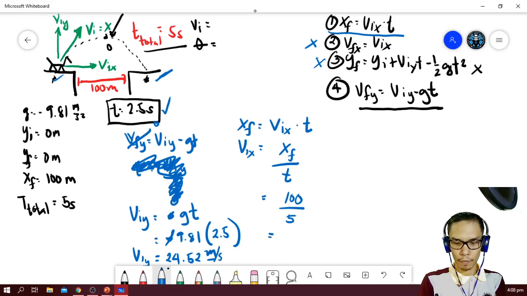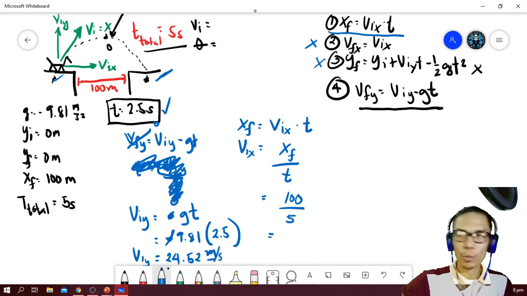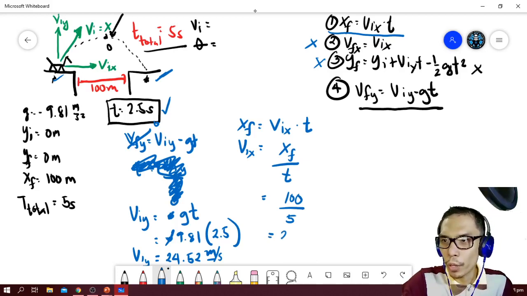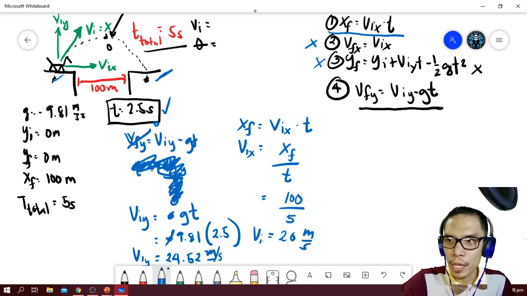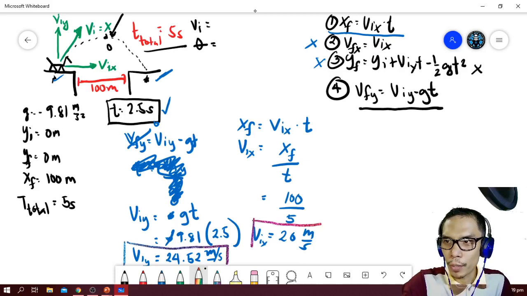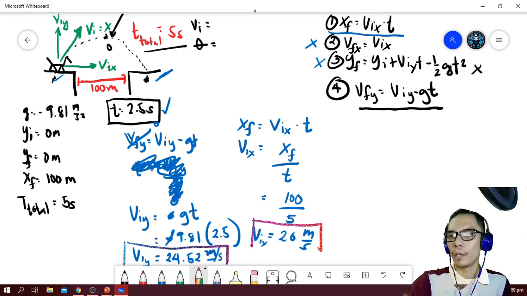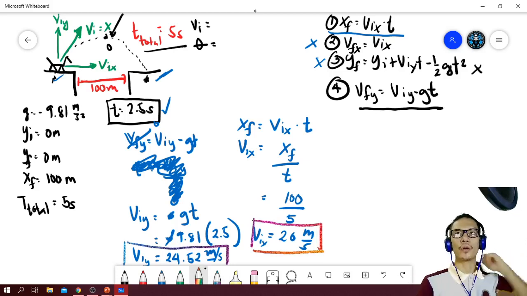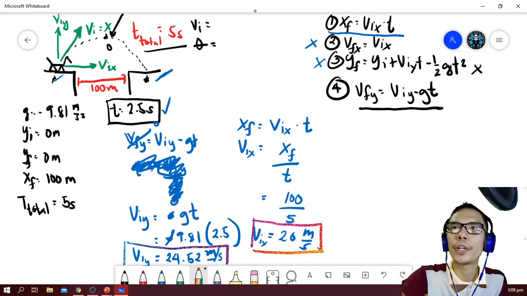So technically, that would be 20 meters per second. So that will be our v sub ix. Now, we will label them because they are very important here. Let's put them inside the box. And now we are good and ready to go.